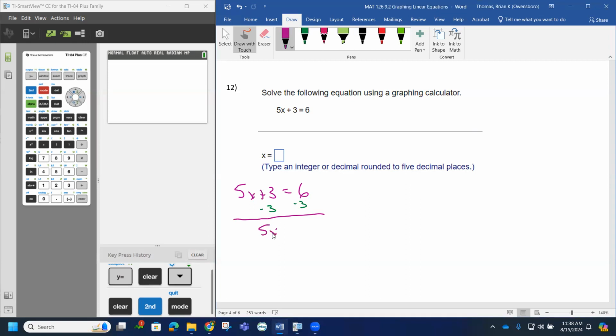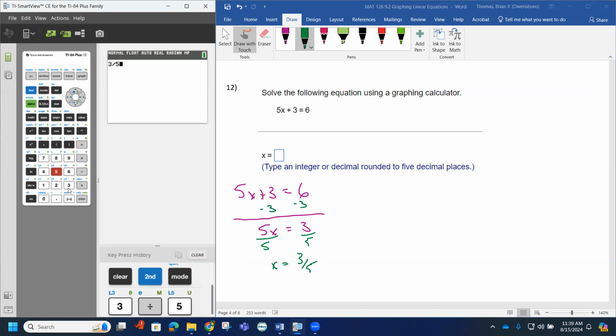So 5x equals 3. Then I can make the 5 go away by dividing both sides by 5. So that turns the coefficient into a 1. So then I would have x equals 3/5. Now notice they want the answer as a decimal or an integer. So they don't want the answer as a fraction. So I could go ahead and just turn this into a decimal by going 3 divided by 5. And looks like I don't have to round. So the answer would just be 0.6.